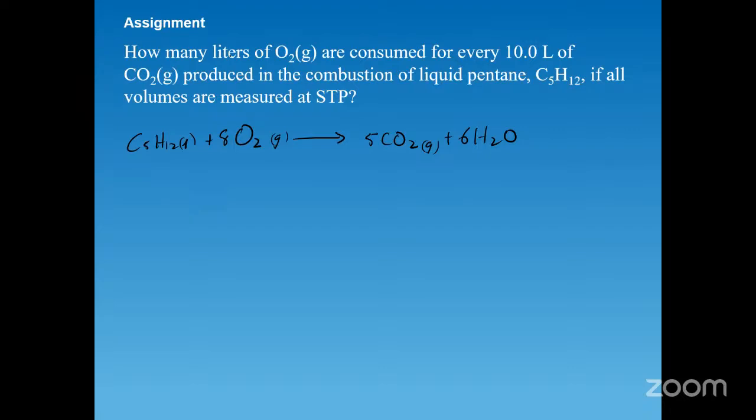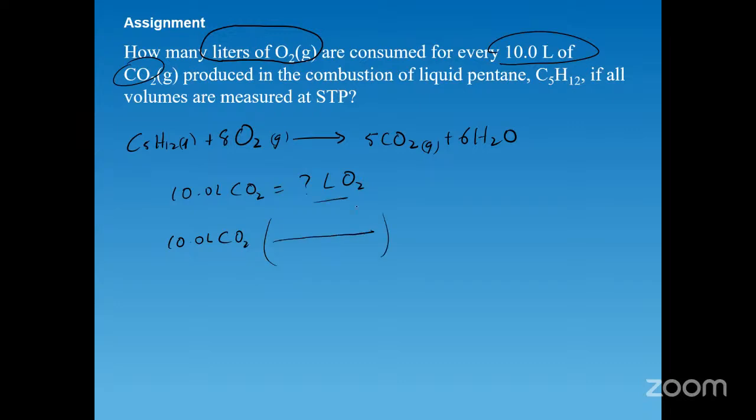So the question is asking how many liters of oxygen. This is what the question is asking for. For every 10.0 liters of carbon dioxide. So you're given 10.0 liters of CO2, and the question is asking for the liters of O2, right? So start off with what we're given. So the question now becomes, what do we multiply this by in order to get the volume of O2?